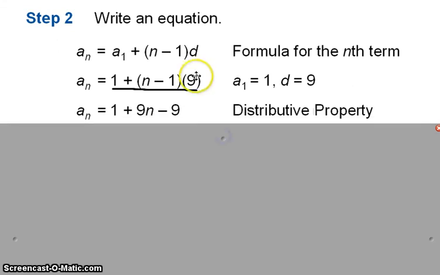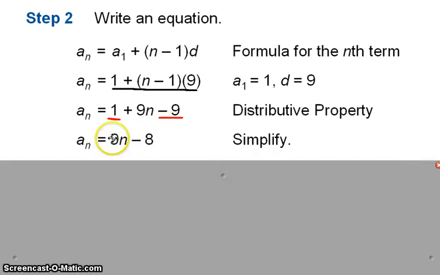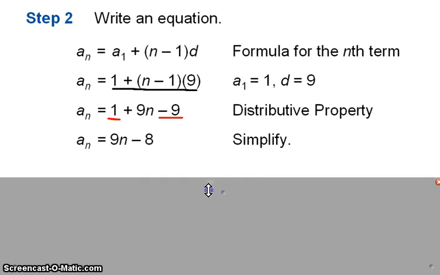So the first thing we need to do is the distributive property. 9 times n, 9 times 1, we get 9n minus 9. Then we need to add like terms, 1 minus 9, and we get 9n minus 8. There is our equation.